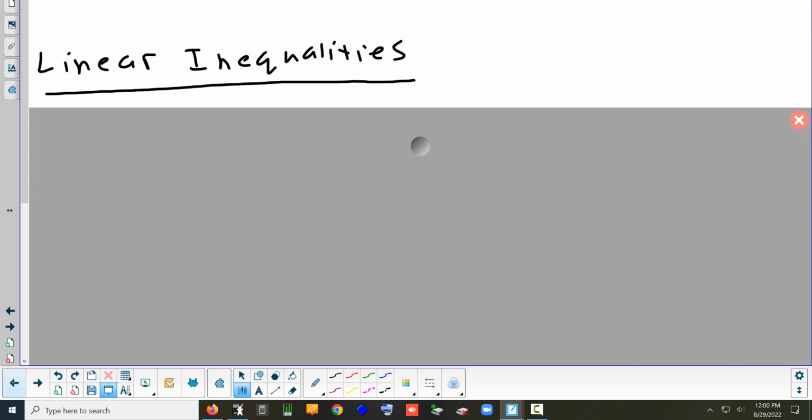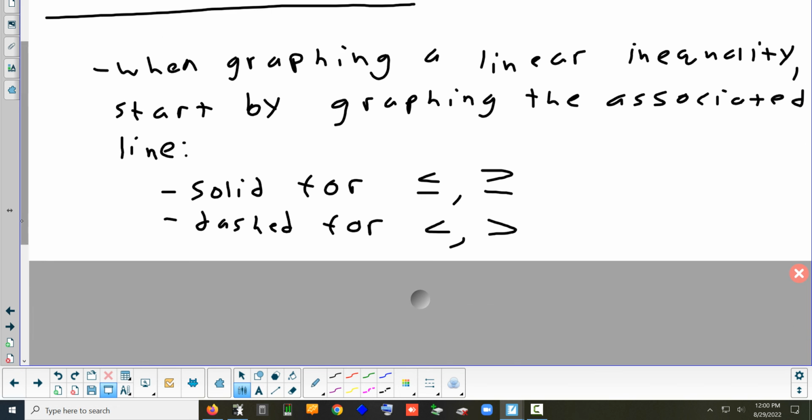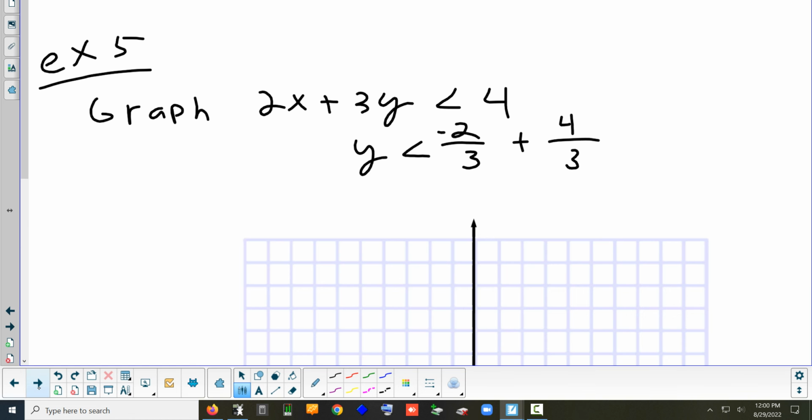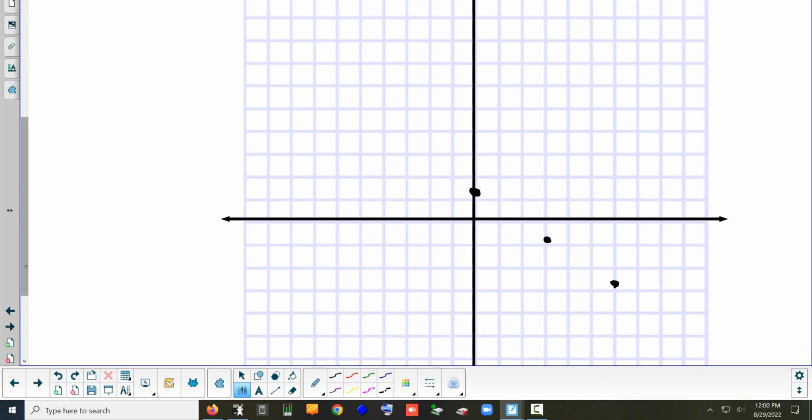But what we have to decide is, what kind of line do we use? Do we use a solid line, or do we use a dotted line? If you have an equal to in your inequality symbol, solid. No equal to, dotted, or dashed. So in my problem, is this solid or a dashed line? It's going to be dashed. It's not perfect. It's good enough.